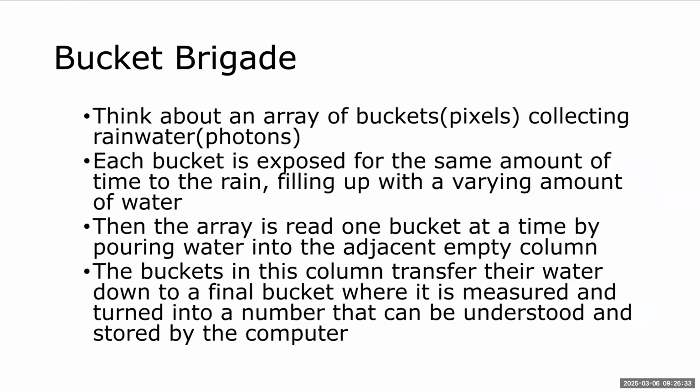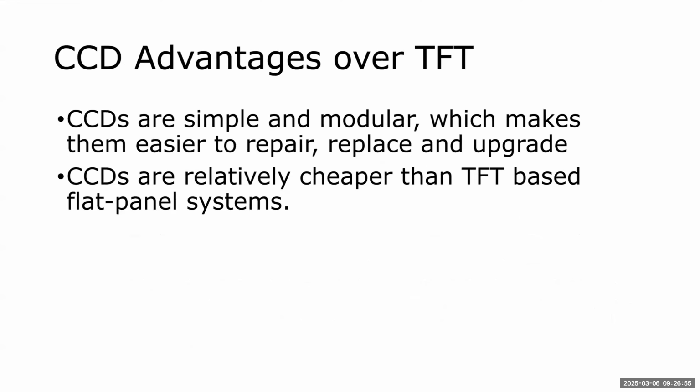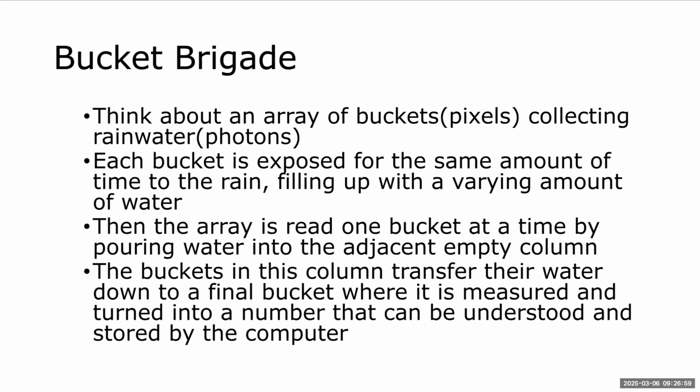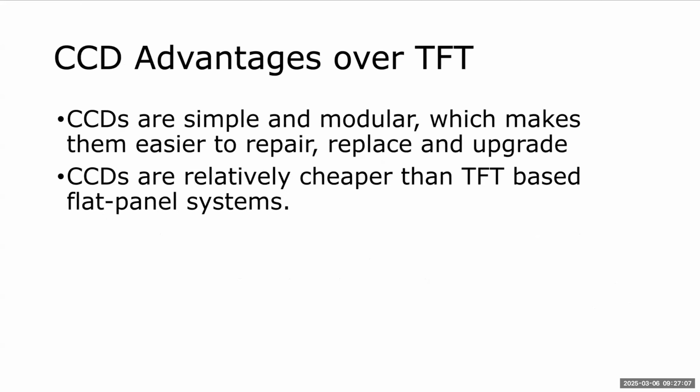The TFT is read line by line. The CCD is read through the bucket brigade. Again, think about an array of buckets, or pixels, or dels is probably a better term, collecting rainwater. Each bucket is exposed for the same amount of time to the rain, filling up with varying amounts of water, and then it's read one bucket at a time by pouring water into the adjacent empty column. I thought I had a picture of that too, but you can look back at the older PowerPoints that I have available to you in Blackboard if you want more information on that.